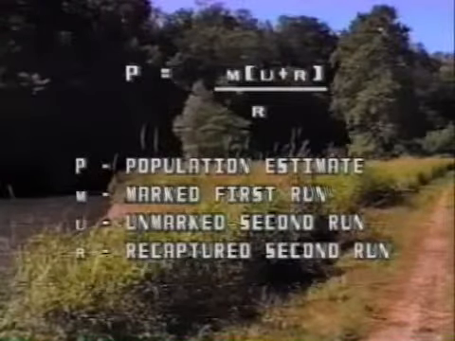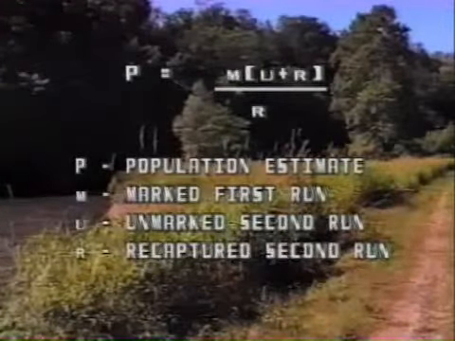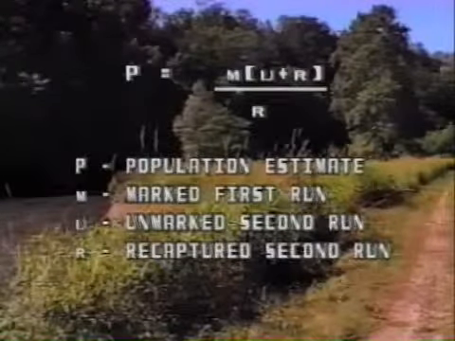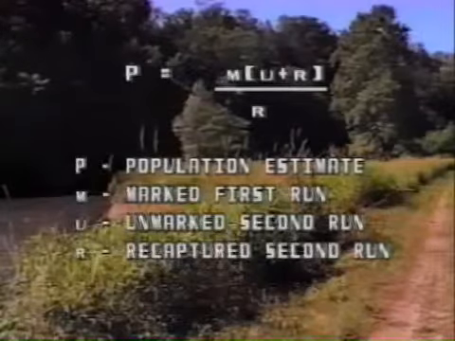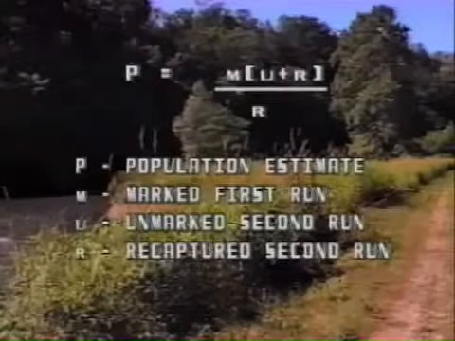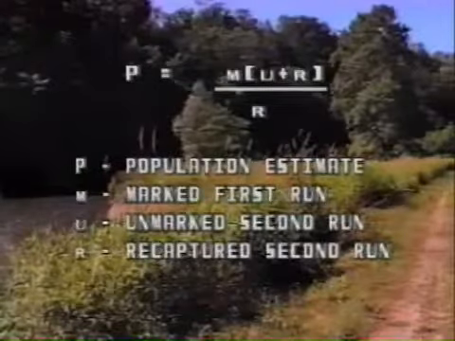Let me give it to you now in sequence. P is equal to M times the quantity U plus R, divided by R. Now that's relatively easy mathematics to work with. It's not difficult to determine population size.